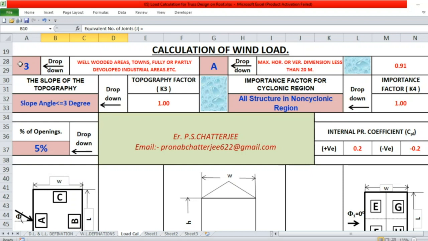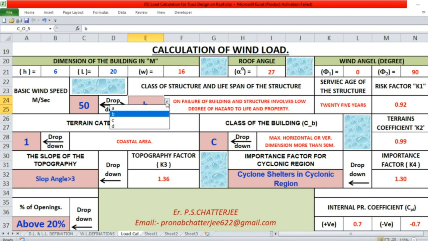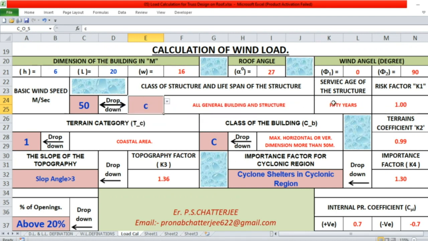This portion of the Excel sheet shows the wind load calculation. Height of the truss is 6 meters. Length of the truss is 20 meters. Width of the truss 16 meters. Roof angle 27 degrees. Basic wind speed in Kolkata 50. It is all general building, not 5 years, not 25 years. All general building and lifespan 50 years.